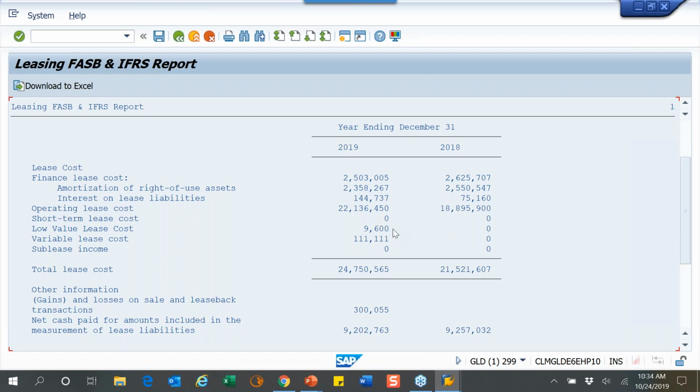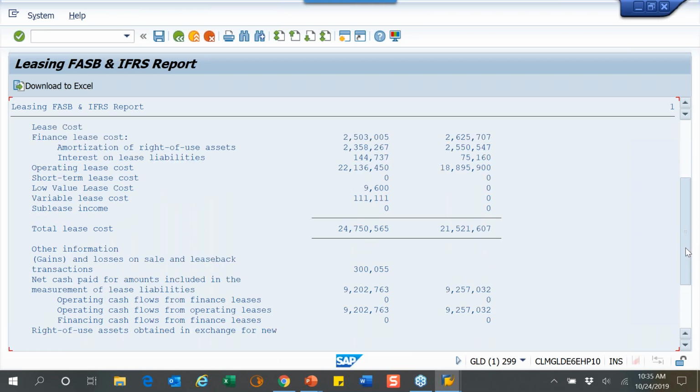We also have any sort of variable lease income. Variable lease income is anything that is not fixed within the contract. Things like usage for copy machines and taxes and insurance that is not known at the beginning, you can put that as a variable lease cost. The total lease cost ends up to be the line item that we see on the P&L statement.